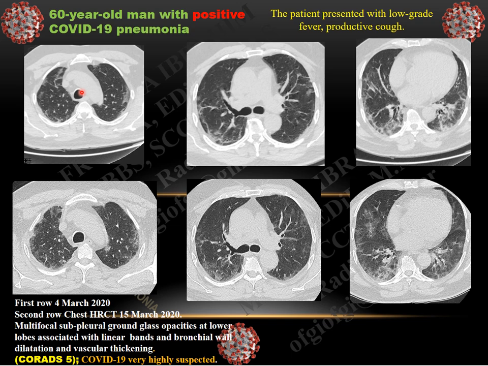Another patient in our hospital showing multifocal consolidation in subpleural and basal distribution associated with subpleural lines, on the 4th of March, the first row. The second row is the 15 March follow-up study showing stable ground glass opacity with multifocal distribution, and a little decrease in consolidations in the lower lobes compared with the presentation film. The first row we consider CO-RADS 5 because of very high suspicion for COVID-19. After the laboratory finding appeared positive, the second row is considered CO-RADS 6 because we already know the patient has a positive PCR for COVID-19.